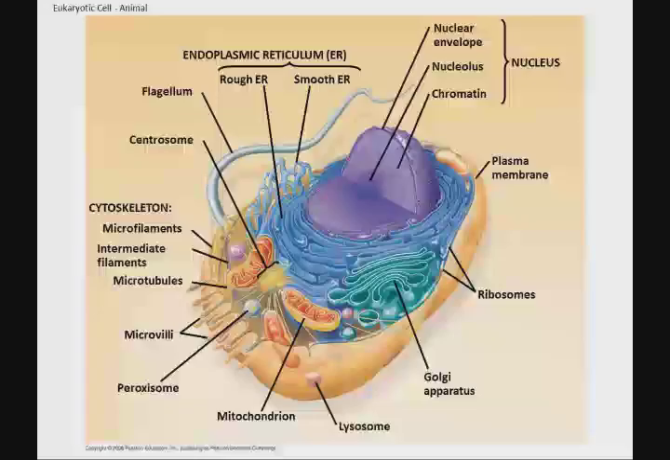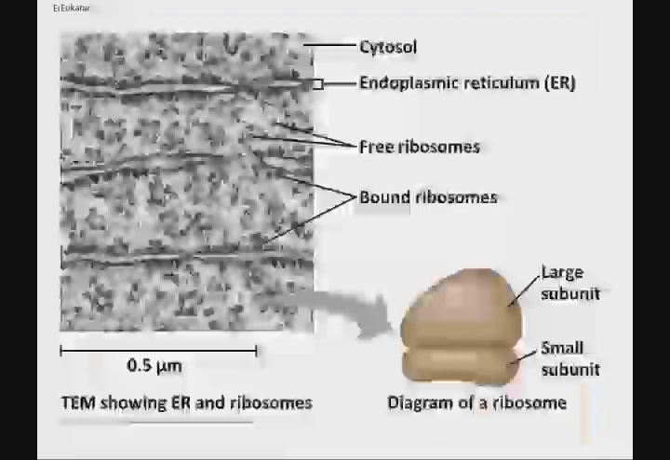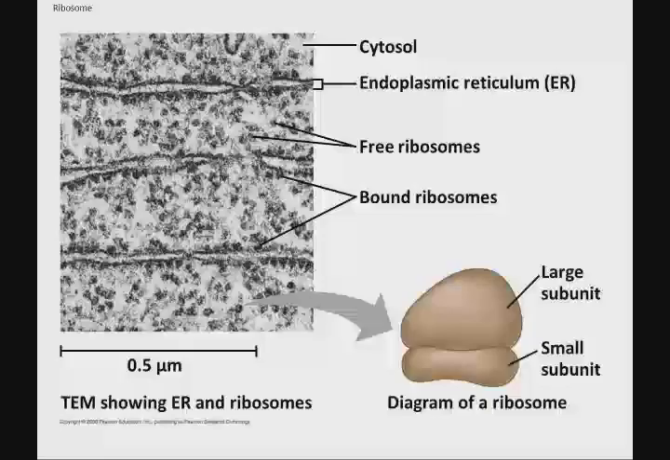And for now, we want to think about the ribosome just as a protein-producing factory. This is where RNA is read and proteins are synthesized. And so again, we'll see them either free in the cytoplasm or attached to the ER. We'll go into greater detail of the ribosome when we talk about protein synthesis.